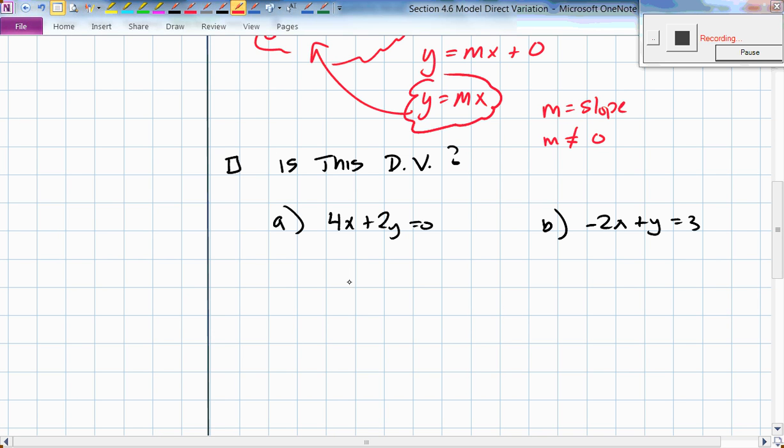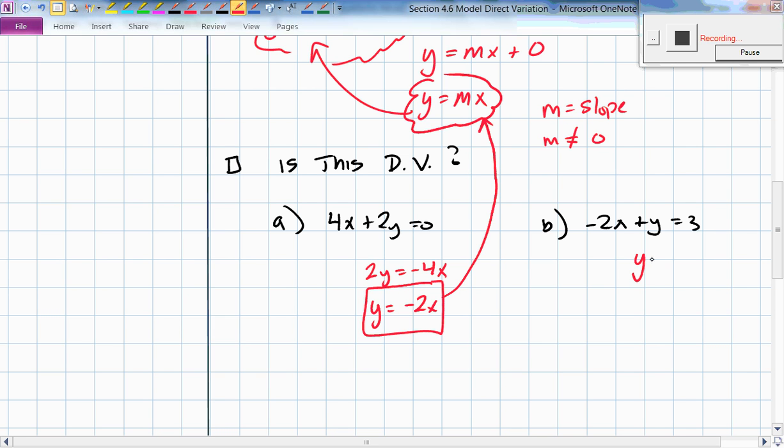How do you determine if a linear equation represents direct variation? Yes, go ahead. Y is equal to 0. Oh, the y-intercept is equal to 0. You are right. Now, how do you determine that, though? You put it in slope-intercept form. So, 2y equals negative 4x. That means y is equal to negative 2x. Is that what you guys got? Okay. Does that match direct variation? Yes, it sure does. What's the slope of that line? Negative 2. Very good.